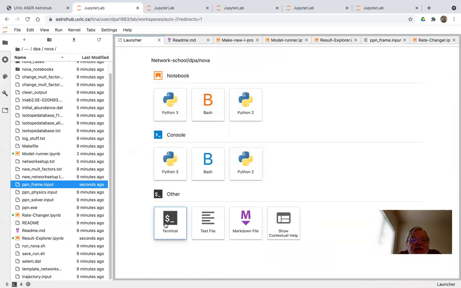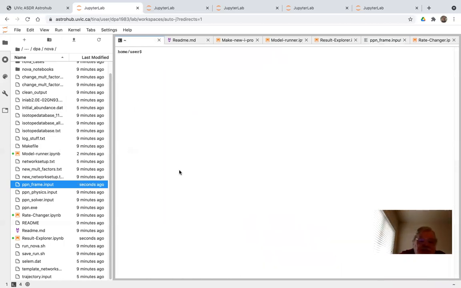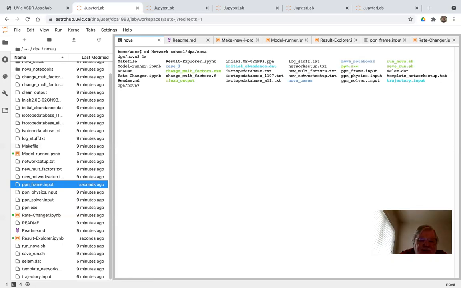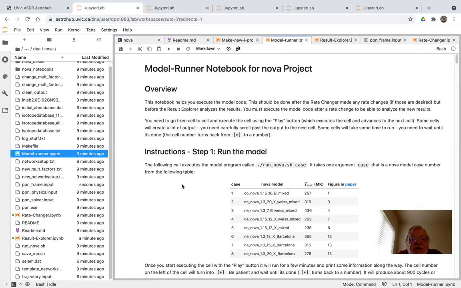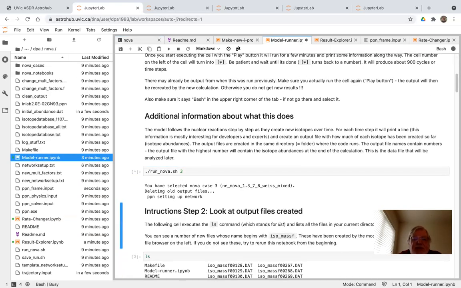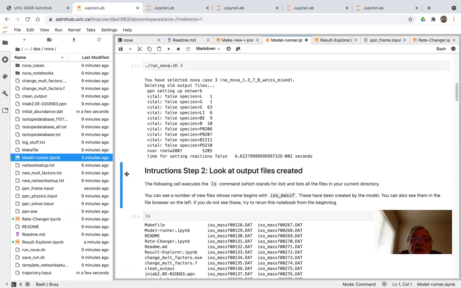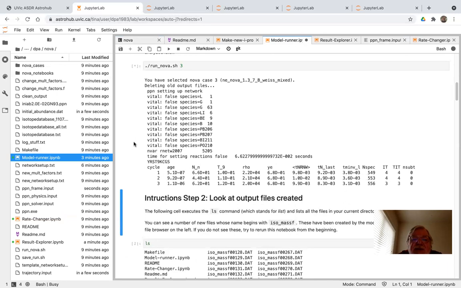Now I have to rerun the simulations, and I will probably have to delete my previous simulation. For this, I have to open the terminal. Go. Sorry, network. Nova. Everything is here. You can see case 3. I remove it, case 3. Sorry. Okay. Now I go back to the model runner, and I just rerun it. So I rerun my case 3 with reaction rate fluxes in the output.